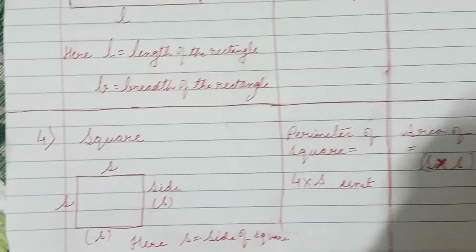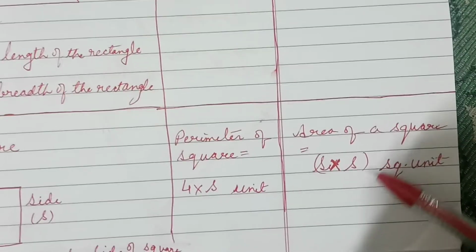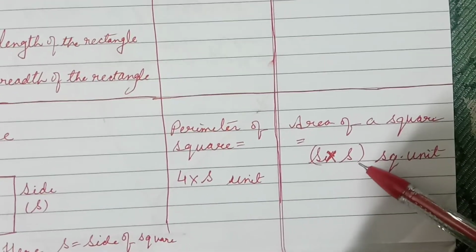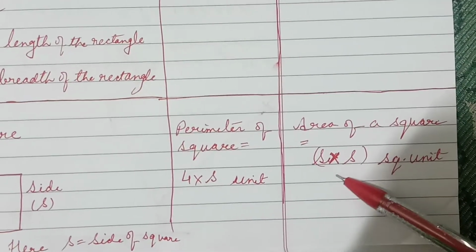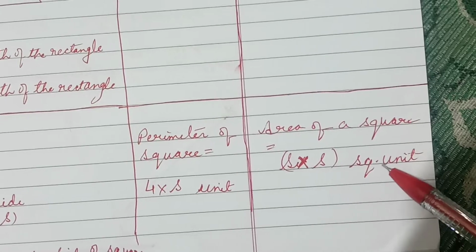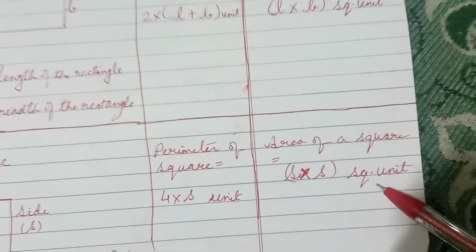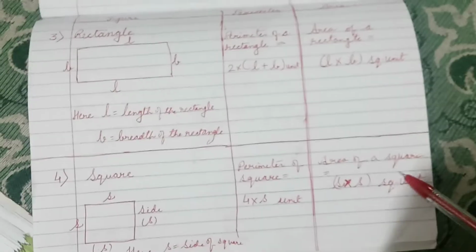Now children, when you have to find the area of a square, then you multiply side into side. Okay, side multiplied by side. And the answer will be again in square unit, that is like square centimeter, square meter and so on. So children, I hope you are getting.